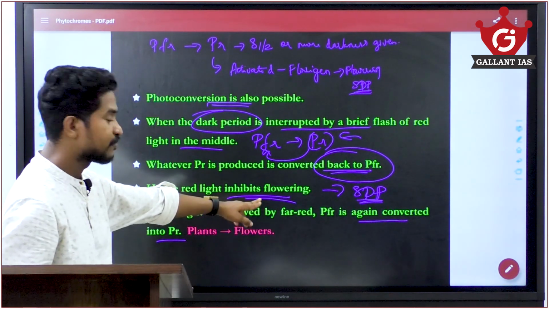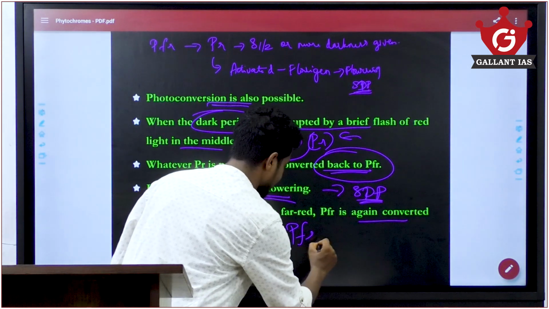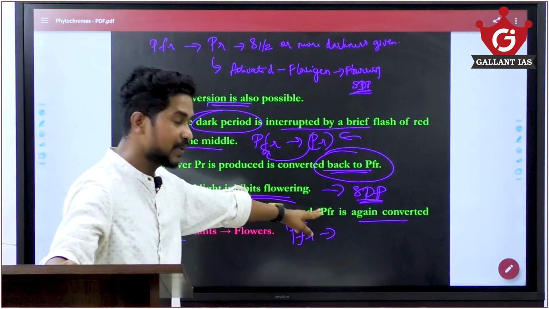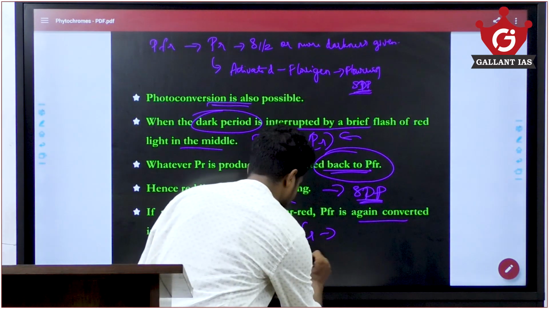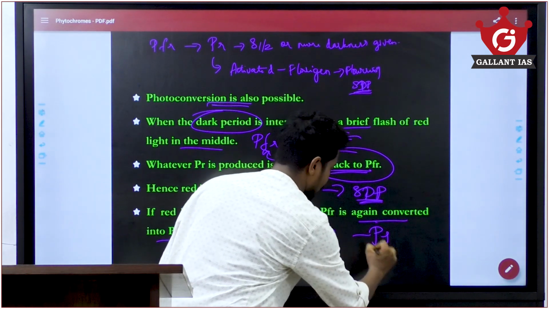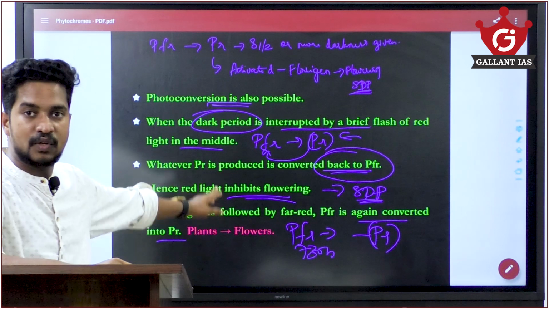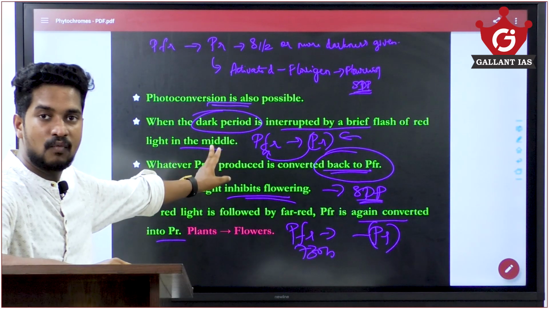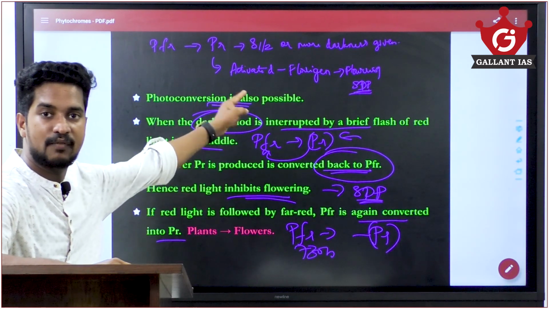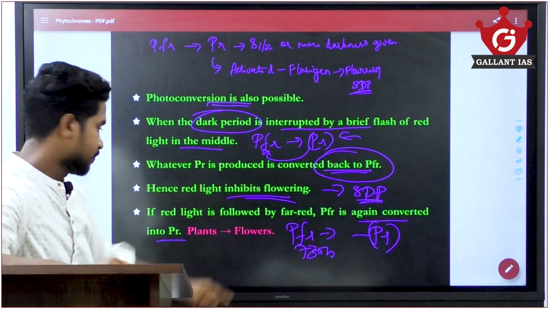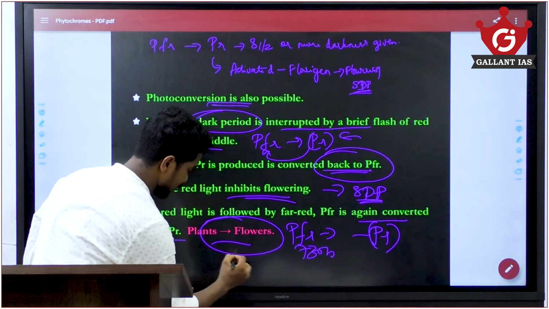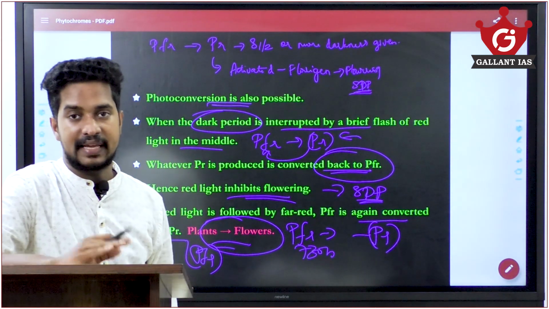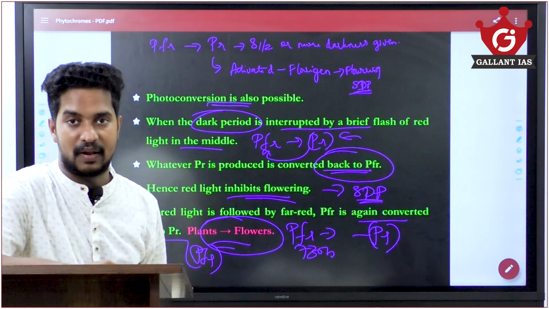After the red light, far red light is given. So PFR, that means far red at 730 nanometer, this PFR is converted back to PR. After the red light, a far red light is followed, whatever PFR is there is converted to PR form. Hence, this far red light will help in flowering and the red light will inhibit flowering.